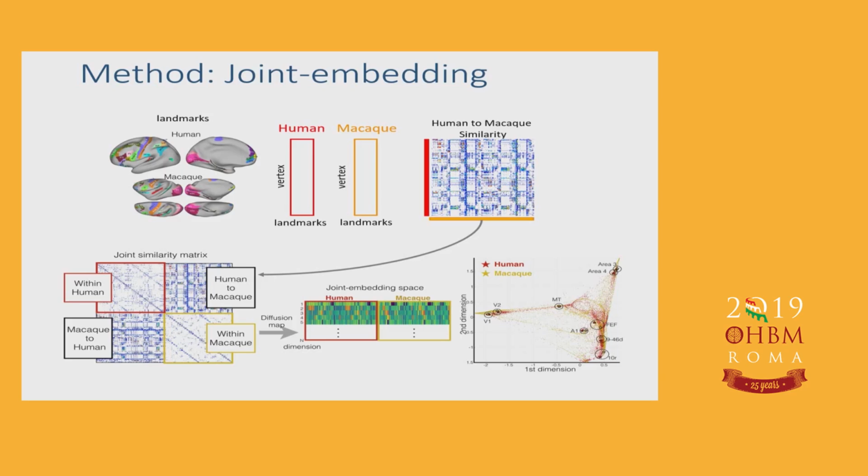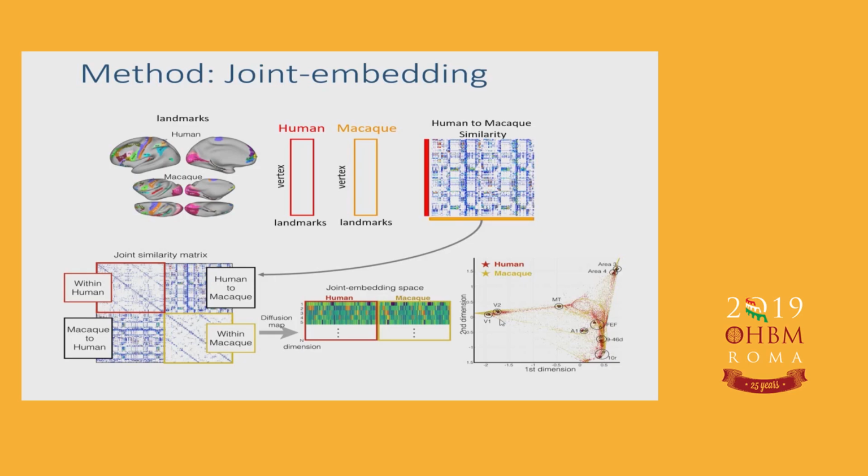When we put this joint matrix together, we propose this joint embedding, which is the same algorithm that Daniel Margulies used, and we can simultaneously extract the gradients, which are matched between human and macaque. And here I just visualize the first and second dimensions. The first dimension is a gradient across different modalities, visual and sensory motor. And the second gradient is the gradient spanning from unimodal to heteromodal regions.